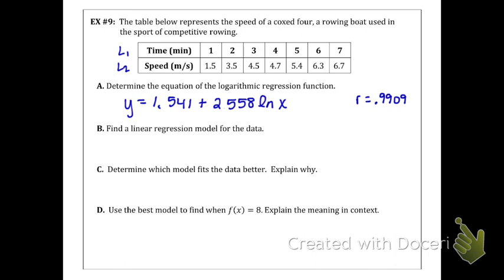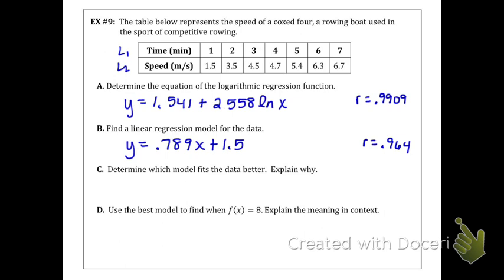All right, find the linear regression model for this data. So stat calc 4. I'm going to store it. So alpha trace, I'm going to put that in y2 and calculate. And so I get y equals 0.789x plus 1.5. And it had an r value of 0.964.